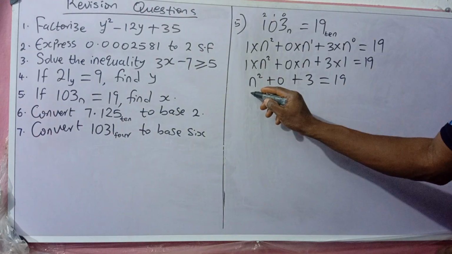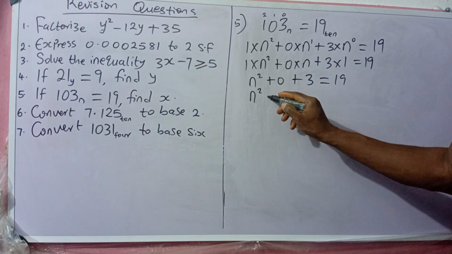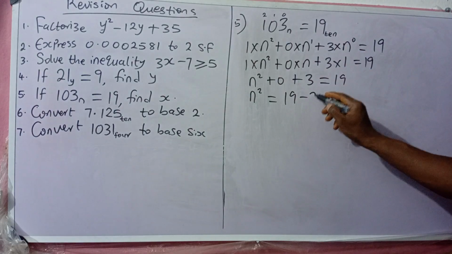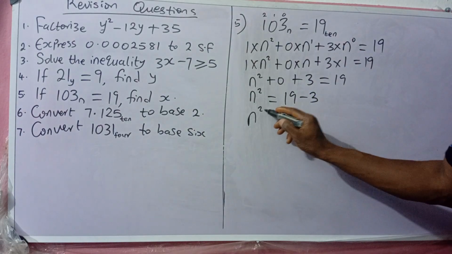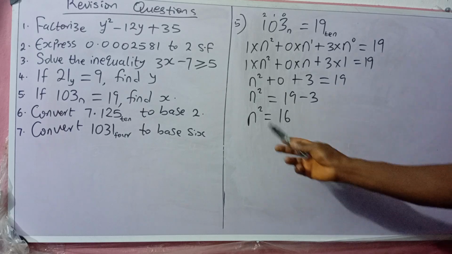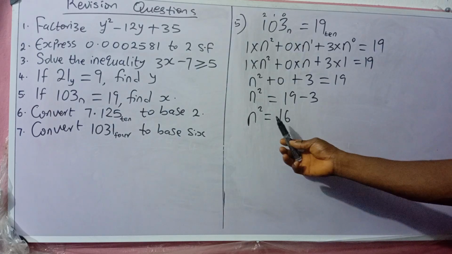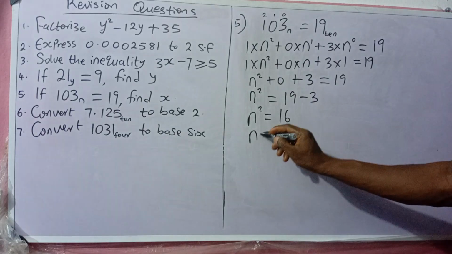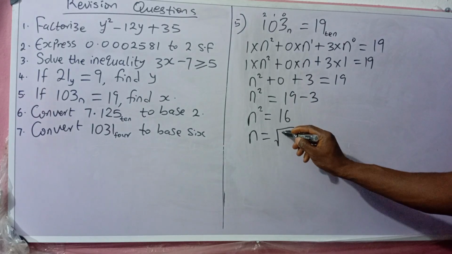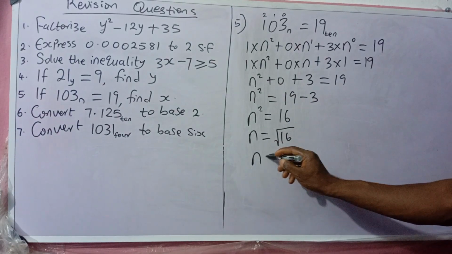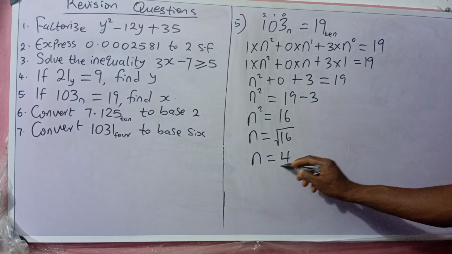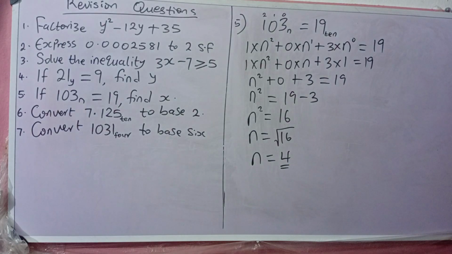Then we collect like terms. n squared is equal to 19 minus 3, since 3 moving over there becomes minus 3. Then n squared is equal to 16. When you have squared, what do you apply to both sides? You apply square root to both sides. Therefore, n is equal to the square root of 16. n is equal to 4, and 4 is the result of this particular question.